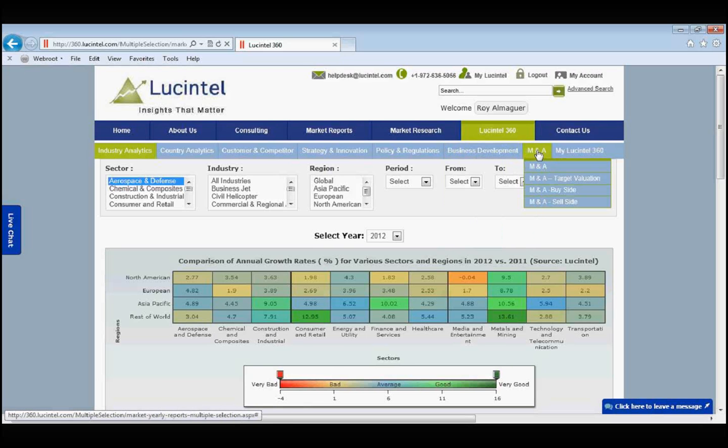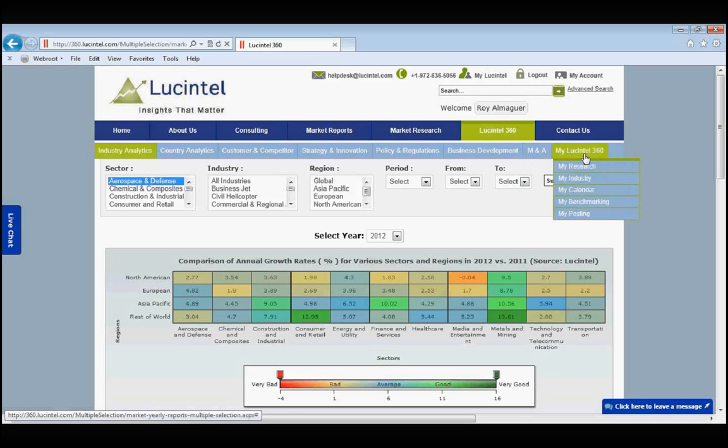When we look at M&A stuff, we'll be able to look here in terms of target validation, and if you'd like to buy or sell, you'll be able to post this comment here, and it will become public information within all the members of the Lucintel 360 community. So if you are interested in either buying a company or selling a company, this particular tab would be a very useful tool for you.